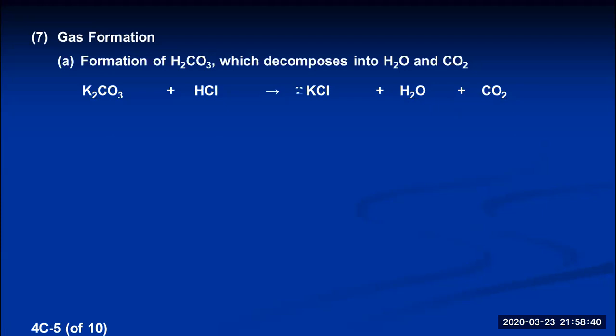2 potassiums on the left side, a 2 in front of the KCl balances that. To balance the chlorines, we'll need a 2 in front of the HCl. That now makes 2 hydrogens on both sides. The hydrogens are balanced. We have 1 carbon and 1 carbon. For the oxygens, 3 oxygens on the reactant side and 1, 2, 3 on the product side, reactions balanced.